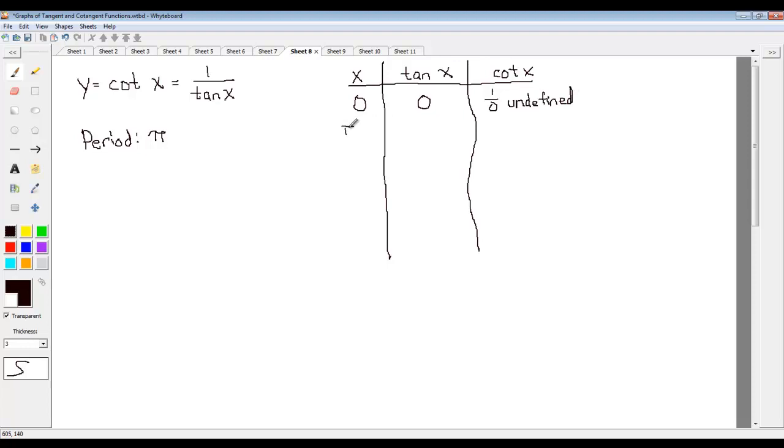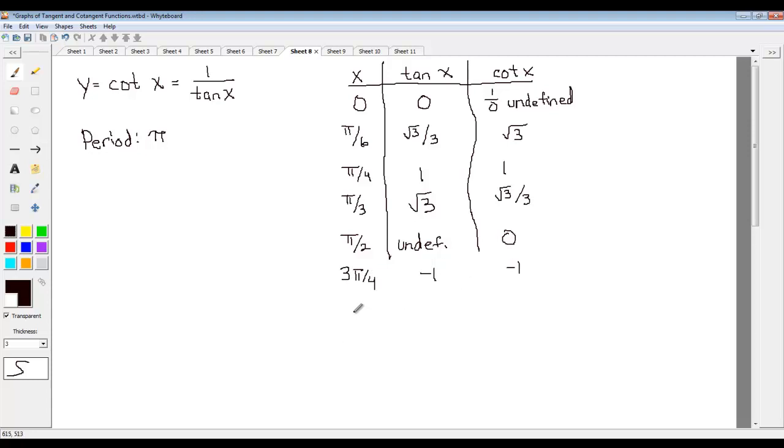If x is pi over 6, tangent is square root of 3 over 3, cotangent's going to be square root of 3. If x is pi over 4, tangent's 1, cotangent's 1. If x is pi over 3, tangent is square root of 3, cotangent is square root of 3 over 3. It's always the reciprocal. And so on. And when you get down to pi over 2, tangent is undefined, but cotangent is 0. At 3 pi over 4, tangent is negative 1, cotangent's negative 1. At pi, tangent is 0, cotangent's undefined.